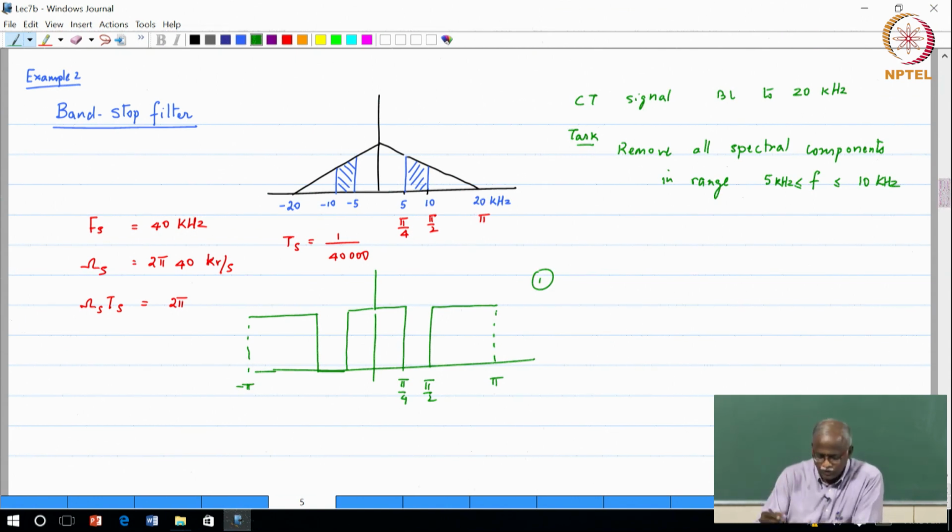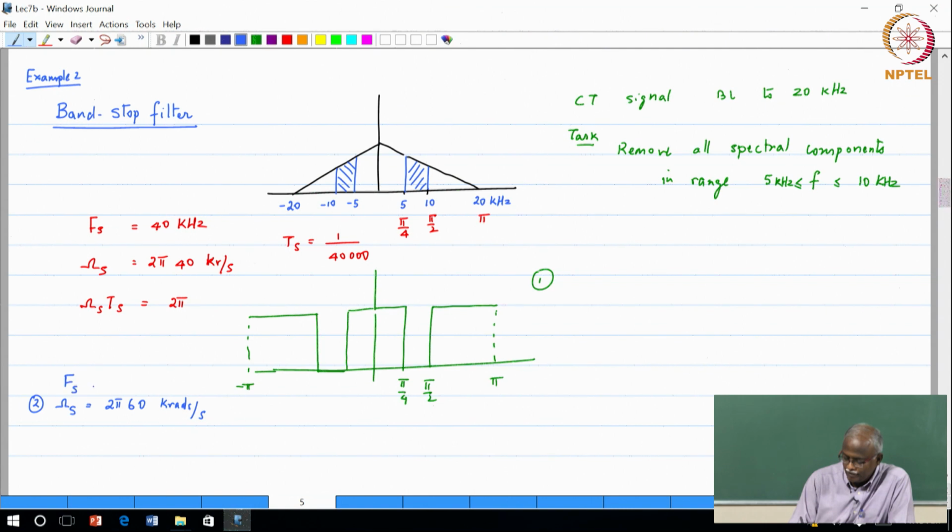Now, just so that we quickly make a couple more observations. Second observation: if I had changed my sampling frequency to 2 pi times 60 kiloradians per second, which means that I have actually sampled higher than Nyquist, at a 60 kilohertz sampling rate.